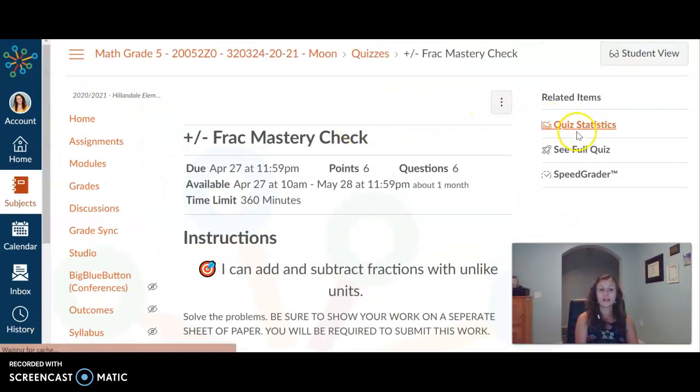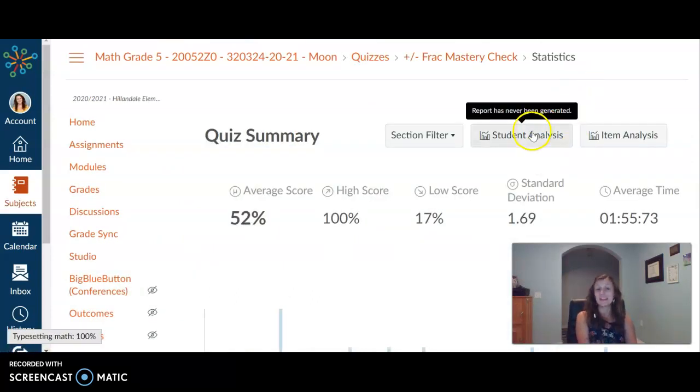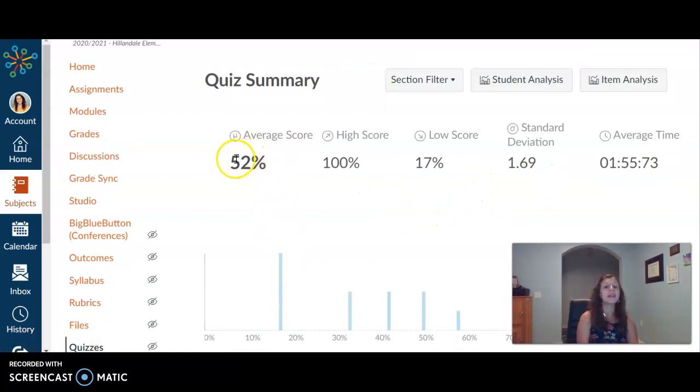So we're going to go over here and click on Quiz Statistics, and you will see that it already generates all of this data for us. So the average score is 52%. Hybrid took it all out of us. That definitely wasn't the best average score, but it was okay. With a high score of 100 and a low score of 17.